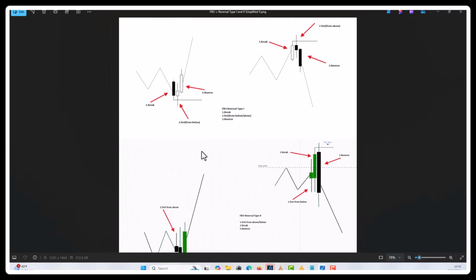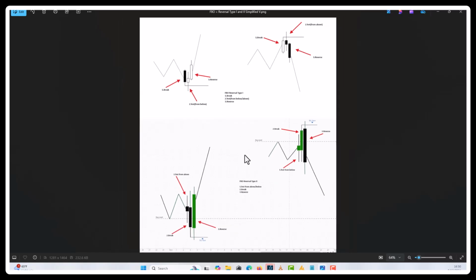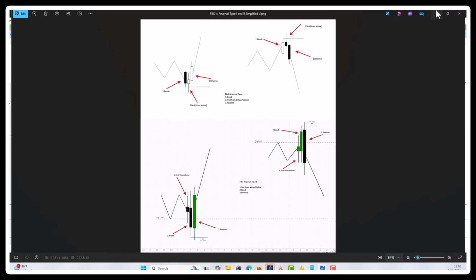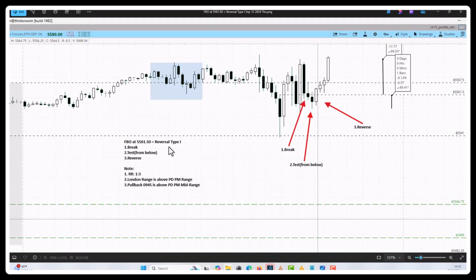So type 1 is very popular, very common, and it gives a very good run. So that's what we mean by type 1, which is 3 steps.